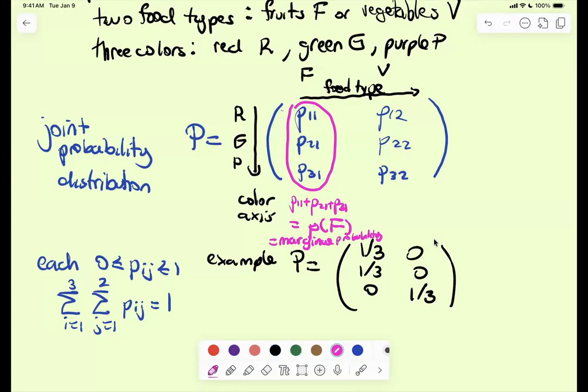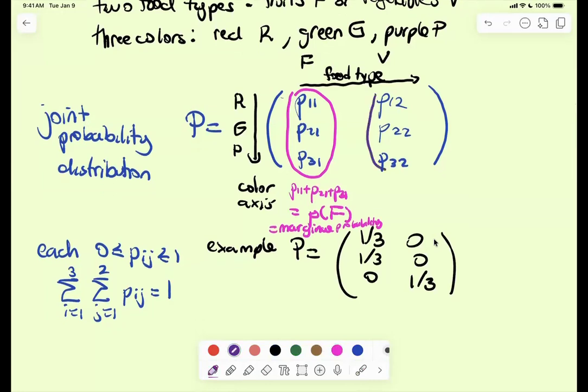And similarly, if you added along the second column, you're changing the colors, so that just refers to the probability of buying a vegetable. And likewise, if you add along the rows, then you are remembering the color, but not the food type.